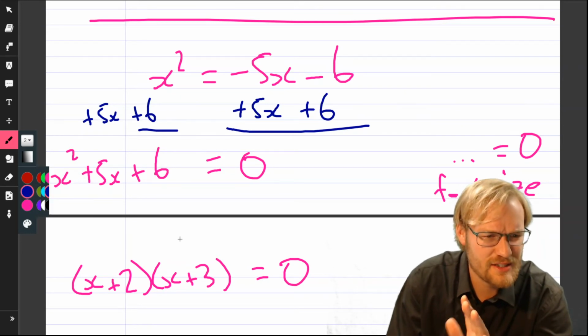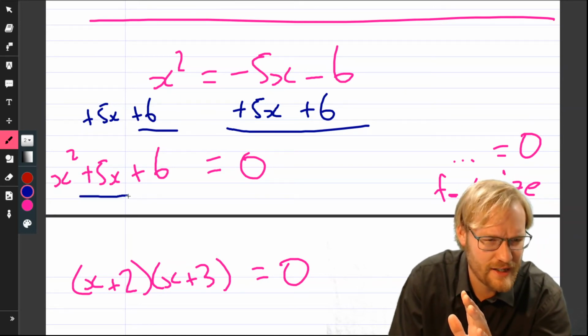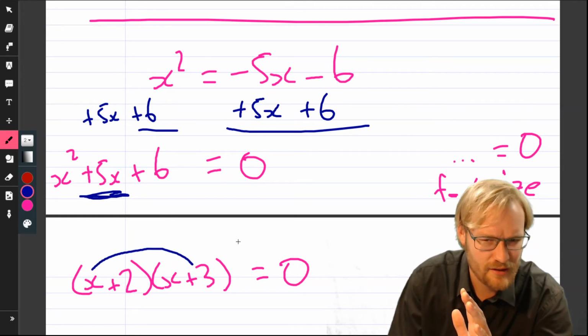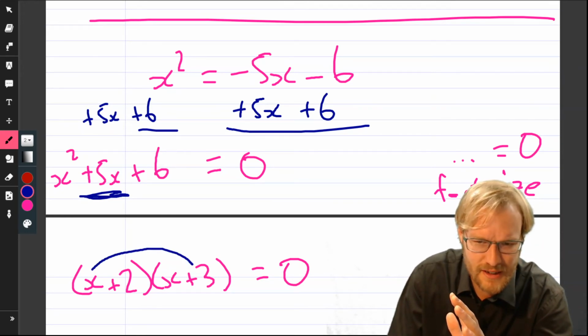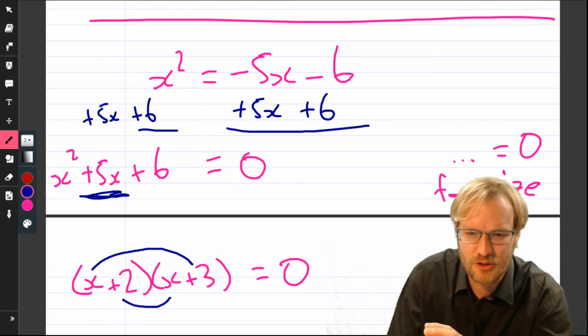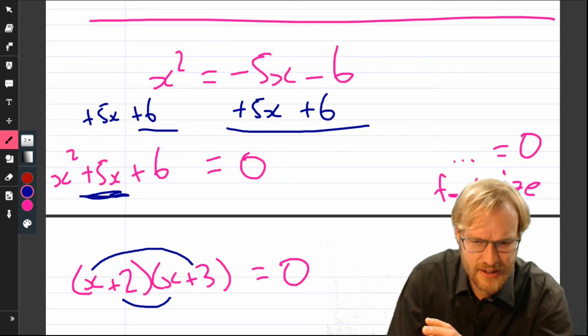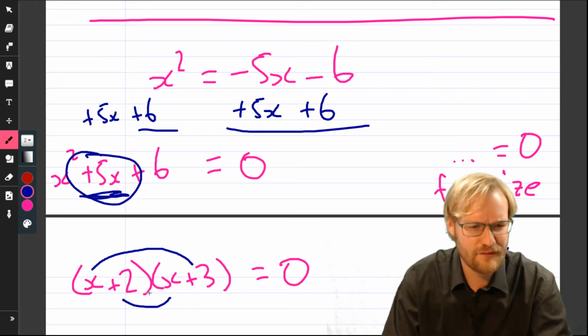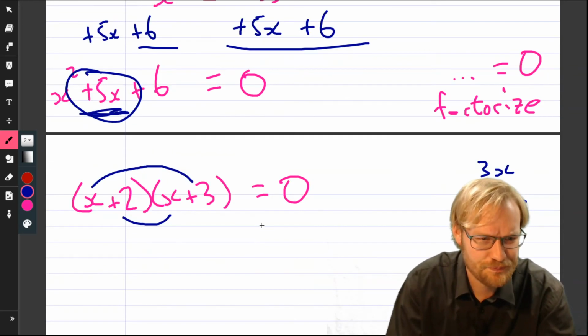Now let's check, does that work for our middle term, for our 5x? That's the difficult part. So x times 3, I'm just going to put it in some working space here, is 3x. 2 times x gives us 2x. 3x plus 2x gives us a 5x. It's a positive 5x. Do we have a positive 5x? Great stuff. So our factorization worked.